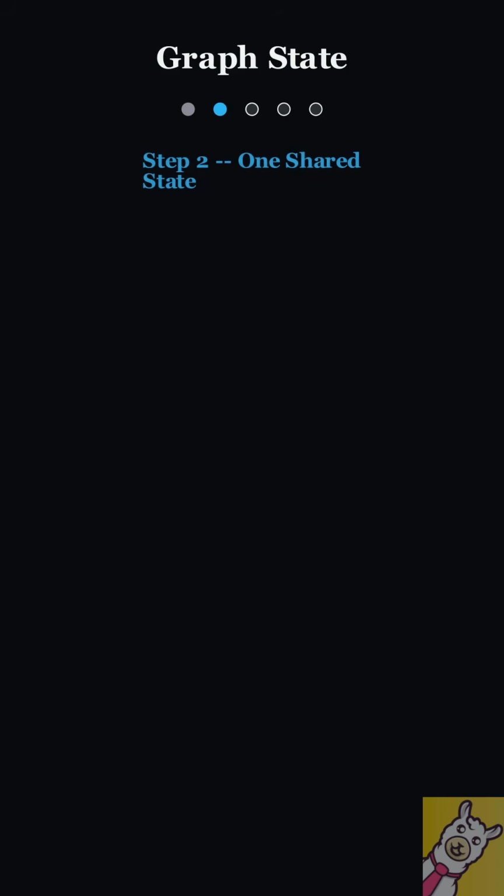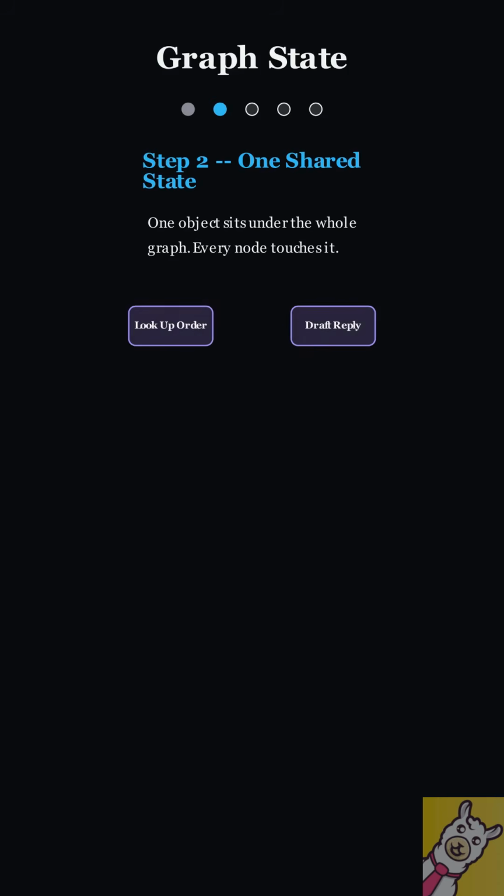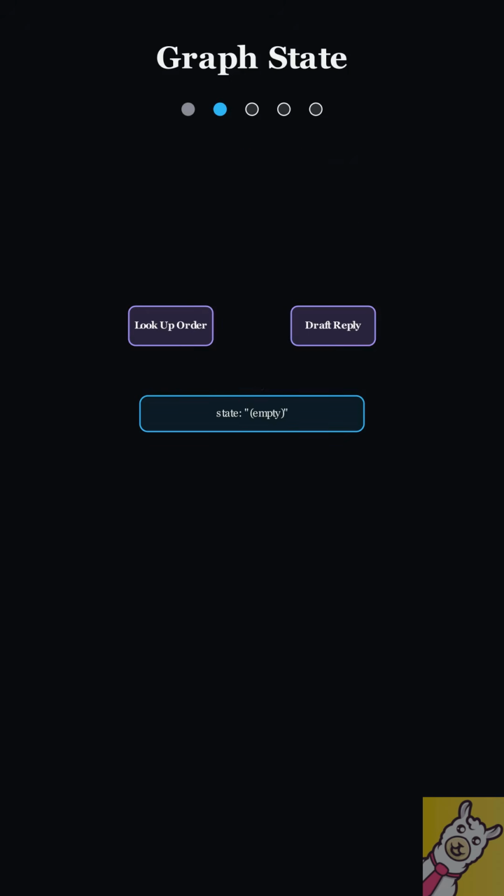So step 2 is the fix, one shared state. Instead of each node working in isolation, there's a single object sitting underneath the whole graph, and every node can read from it or write to it. Here we've got 2 nodes, lookup order and draft reply. And right now that shared state is just empty.